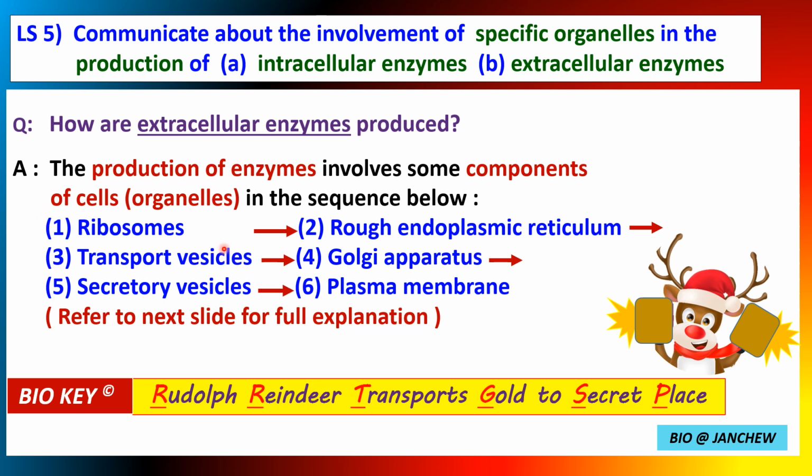Now, for the production of extracellular enzymes, all these organelles are used. But for intracellular enzymes, ribosomes, rough endoplasmic reticulum, transport vesicles, and Golgi apparatus will carry out their function, but it will not involve secretory vesicles. Intracellular enzymes are used inside the cell, so they do not need to be secreted out of the cell. No secretory vesicles are used to transport them to the plasma membrane to be secreted. Okay, let's look at the production of extracellular enzymes.